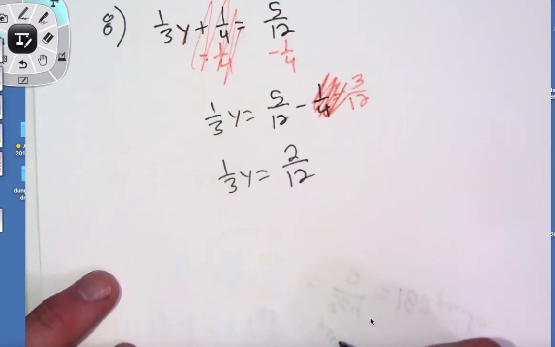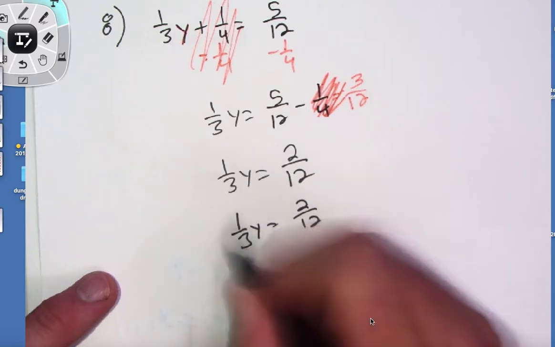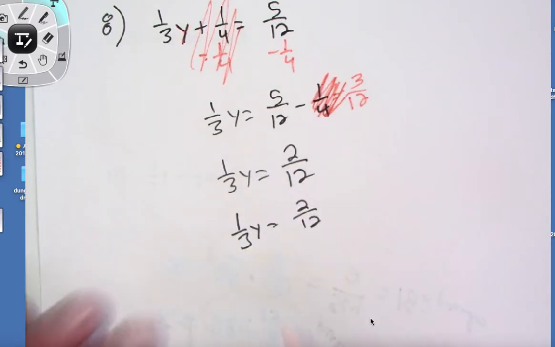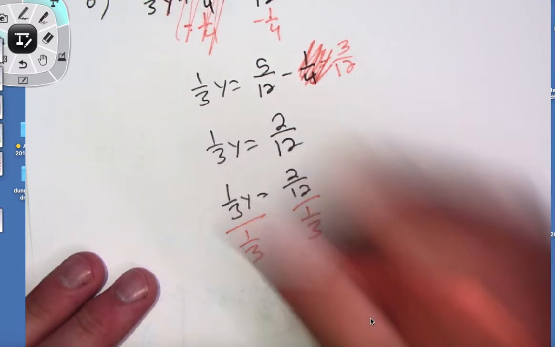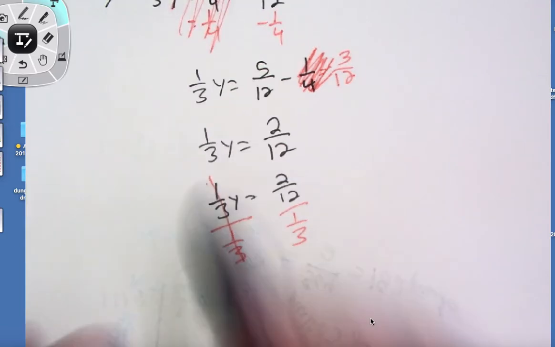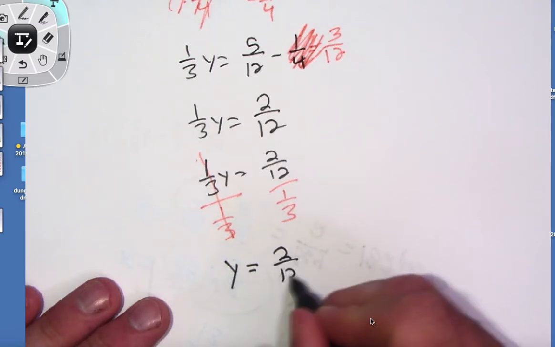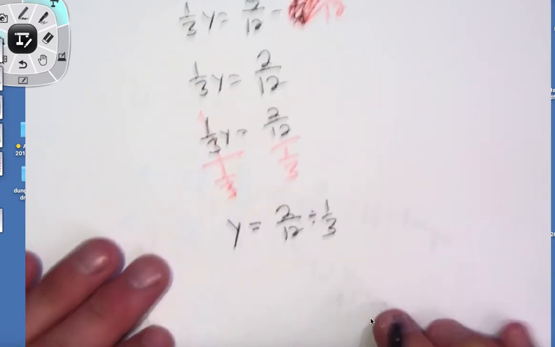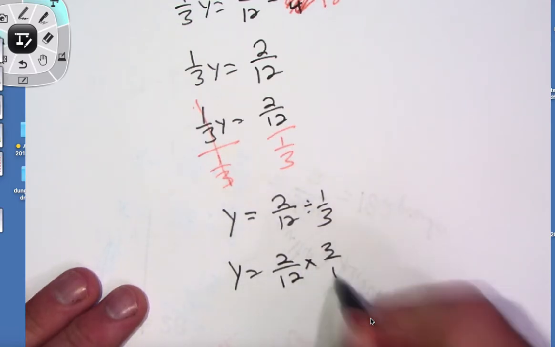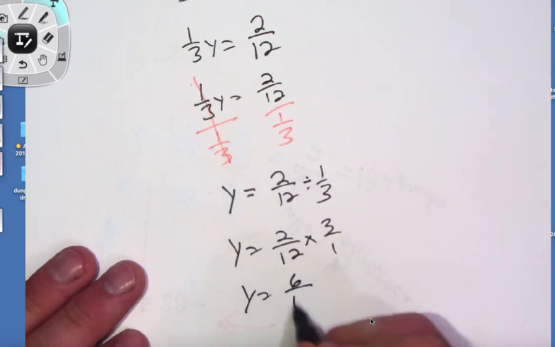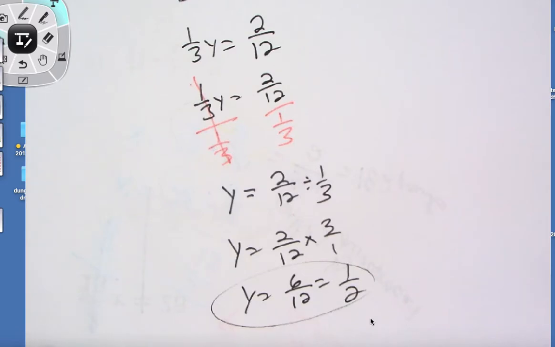So we get 1/3 y equals 2 over 12. And now, to get rid of this times 1/3, divide both sides by 1/3. 1/3 divided by 1/3 is 1. So y, and then we have 2/12 divided by 1/3, which is the same thing as 2/12 times 3/1, which equals 6/12, or 1/2.